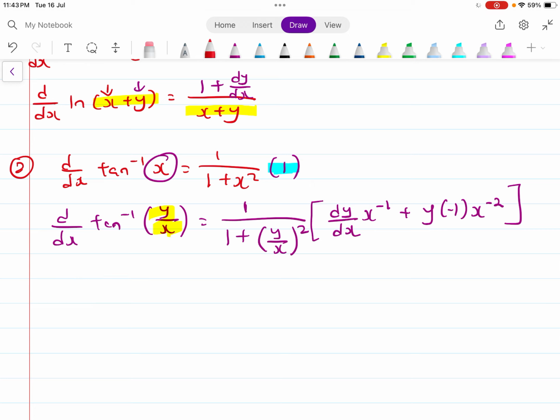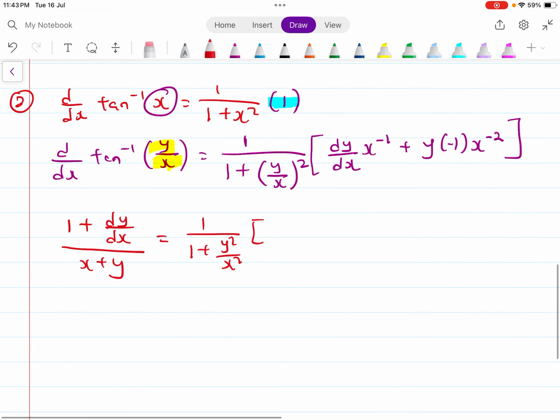Okay, so of course the left hand side, I'll get 1 plus dy dx, over x plus y is equal to, this part will be 1 over 1 plus, maybe this one I just put y square over x square. Then of course this part will be dy dx x minus 1. The last part will be negative y x minus 2. Okay, let's see. Okay, almost ready.